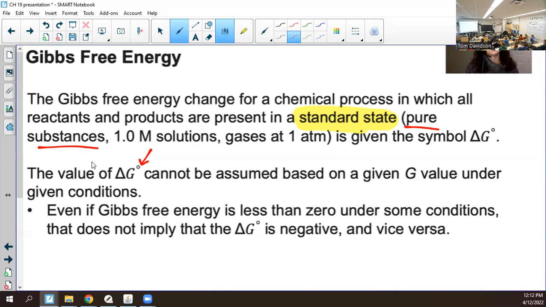All right. So here we go. Now, we can't just be given a G and then go, oh, hey, delta G is this. We can't. It's like saying we know it's 70, but what was the change of temperature to get here? Well, we need to know other stuff to know that. You okay with that? We can't just say, oh, it warmed up or it cooled down. We don't have enough information to know that. All right. Then one more thing. Even if Gibbs free energy is less than 0 under some conditions, that does not imply that delta G is negative and vice versa. Don't stress about that part.